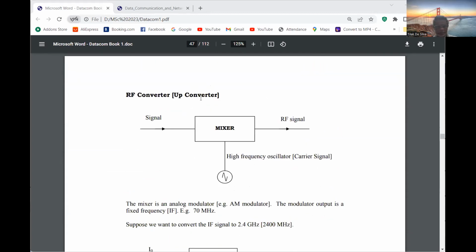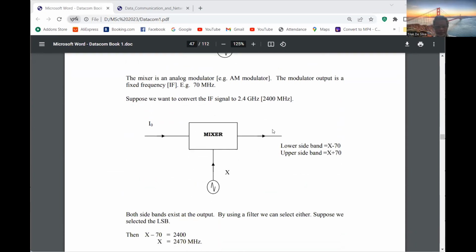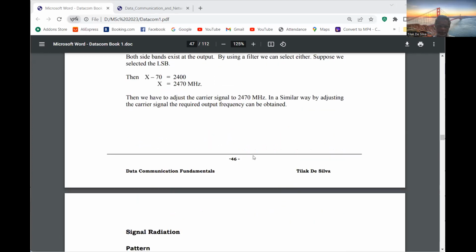So the RF converter is a device where you have a low frequency analog input. Then it is mixing with a high frequency analog signal, and the output will be a high frequency analog signal. So we can mix the signals like this, and the high frequency signal is coming out there. This is called a mixer. This is your signal. This is called the carrier signal. These two are mixed together, and the output will be a high frequency signal.